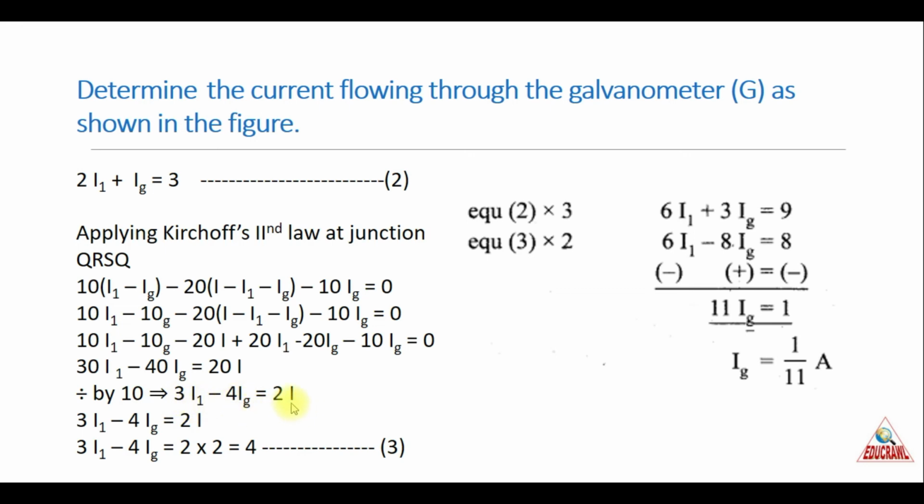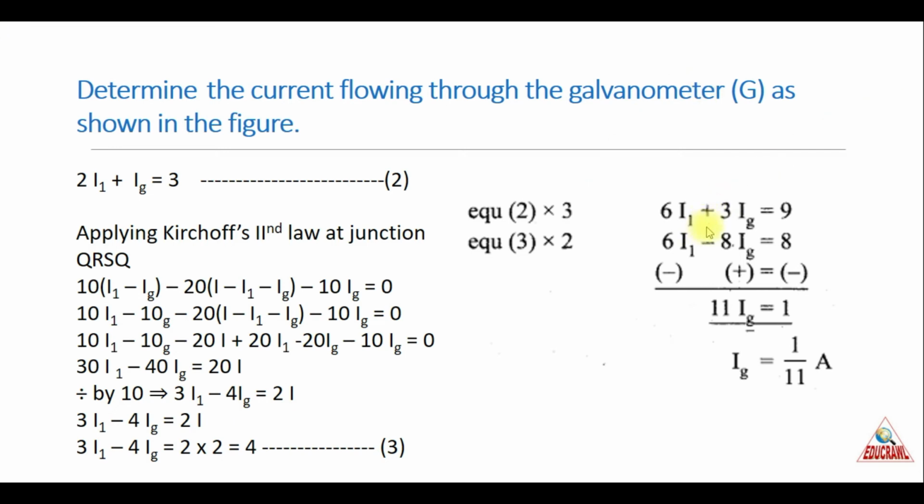We know the value of I as 2 ampere. So, when you multiply that by 2, we get the third equation as 3I1 - 4Ig = 4. So, equation 2 we are multiplying by 3 and equation 3 we are multiplying by 2 in order to get the value of Ig. Just how you solve normal algebraic equations, you have to solve.